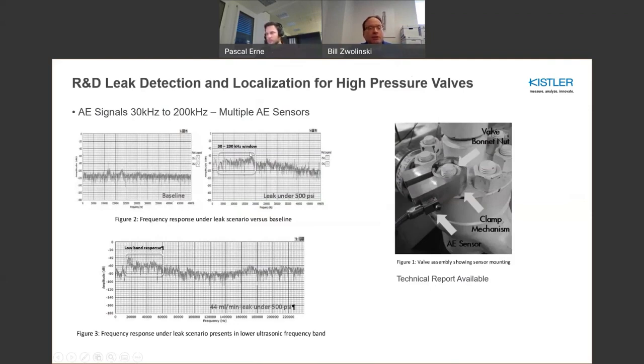And what you see here is that under leakage scenarios, you could see a peaking up of the 30 to 200 kilohertz band of frequencies, and that's clearly definable. So this investigation absolutely proved that acoustic emission is a viable measurand in a high vibratory environment to detect these types of leakage conditions.